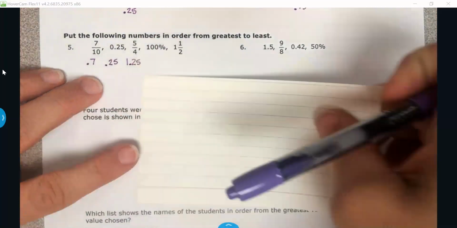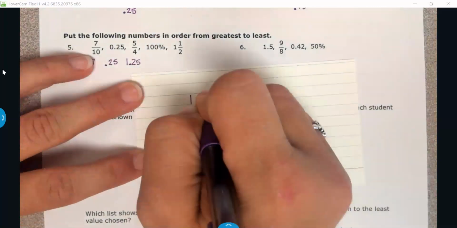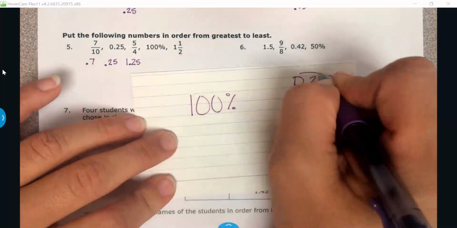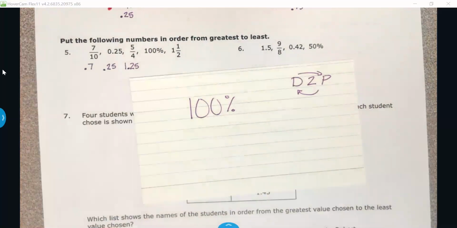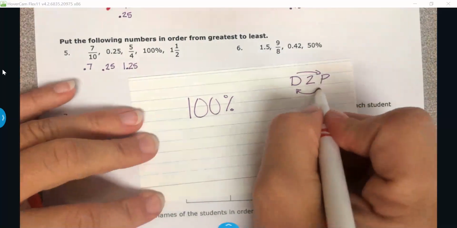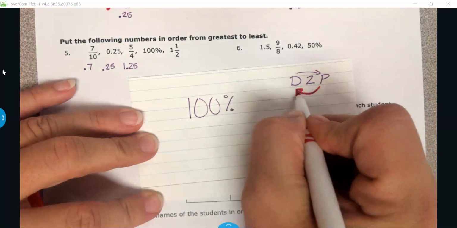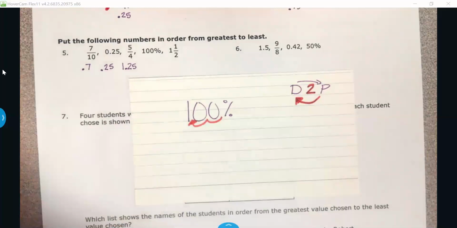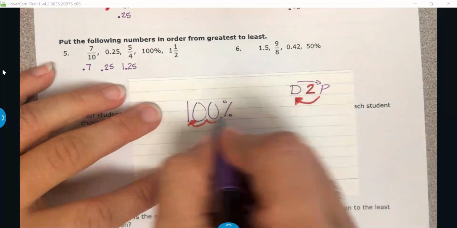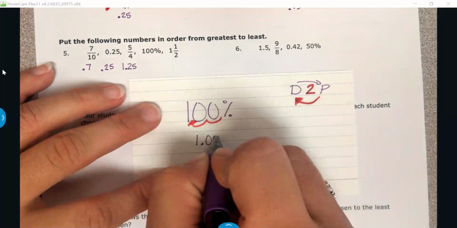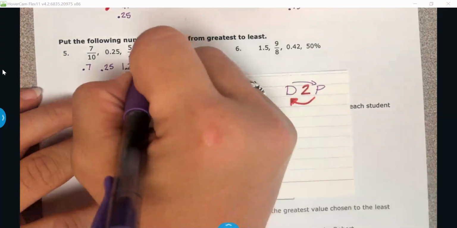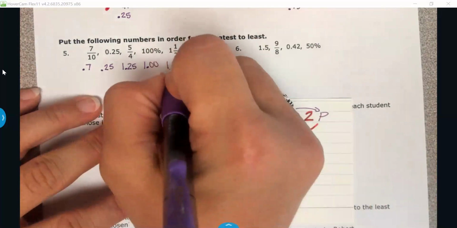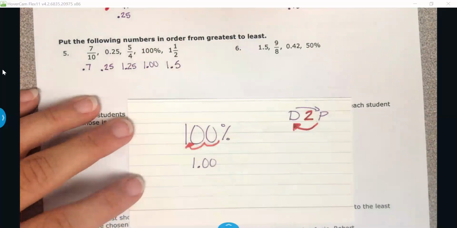And then if I look at 100%, remember D to P. So a percent as a decimal, I need to move to the left 2 times. So 1, 2. Therefore, 100% is the same thing as just saying 1 whole. And then 1 and 1/2, you should know that 1/2 is 0.5, so 1.5.